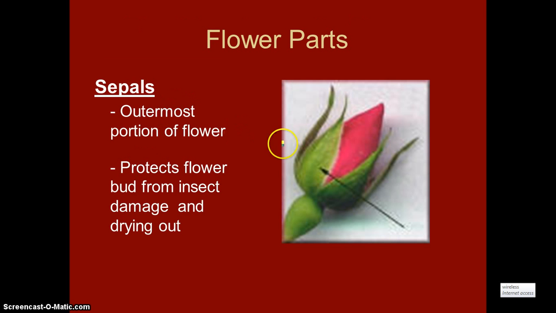The sepals are the outermost part of the flower. It protects the flower when it's growing through dirt. And again, if you don't know what dirt is, basically it's just pulverized rock. And so the sepals protect the young bud as it is coming up through the ground. It also protects this young flower from damage from insects and drying out. Really, the life of a flower is pretty rough.